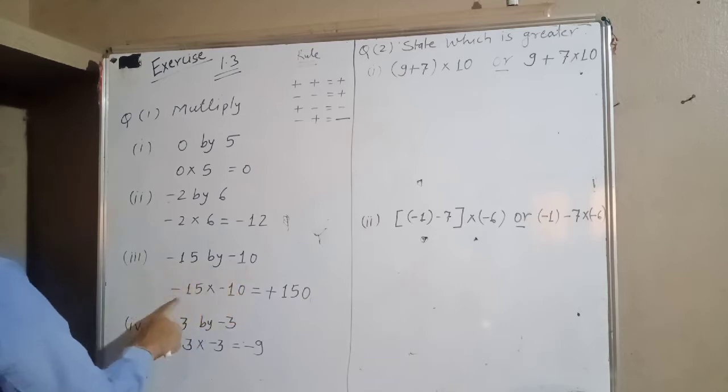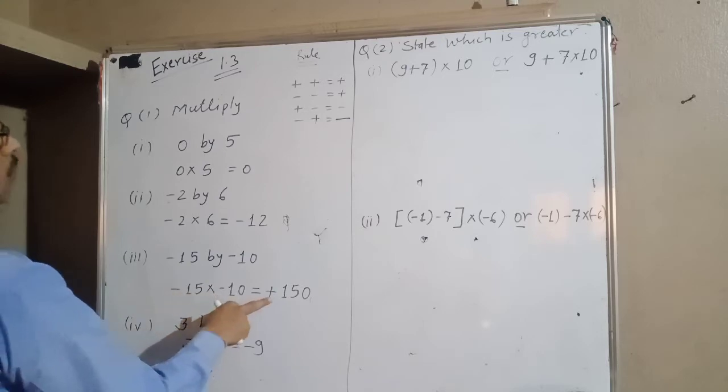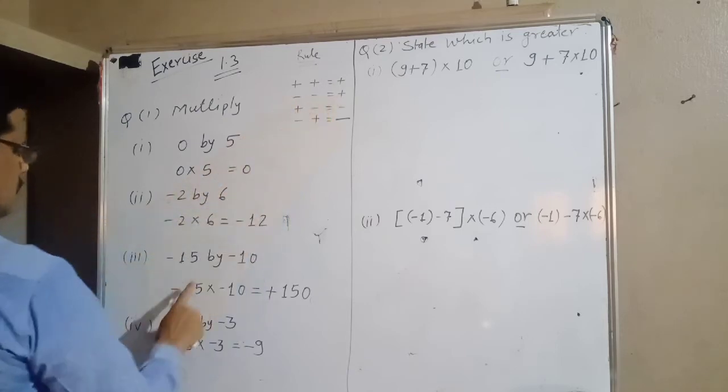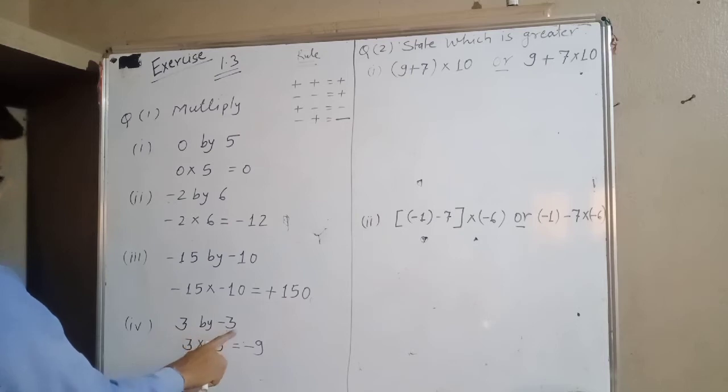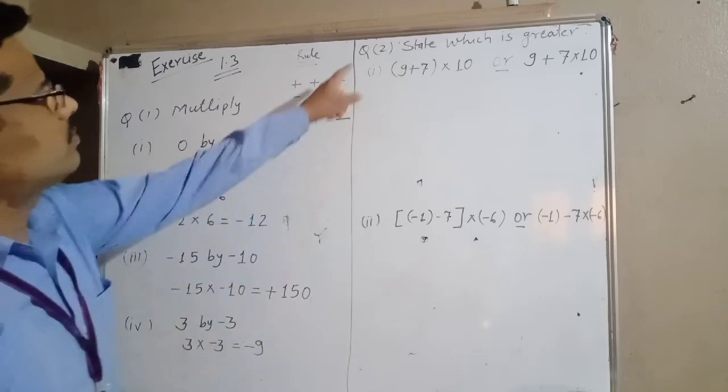So minus 15 by minus 10. We can write minus 15 into minus 10. When you multiply this, first you have to multiply their signs. Minus minus is plus. Here we have to put plus. Look here, minus minus plus. So 15 tens are 150. Now 3 by minus 3. So 3 into minus 3. Plus minus is minus, then 3 threes are 9. This is our answer.